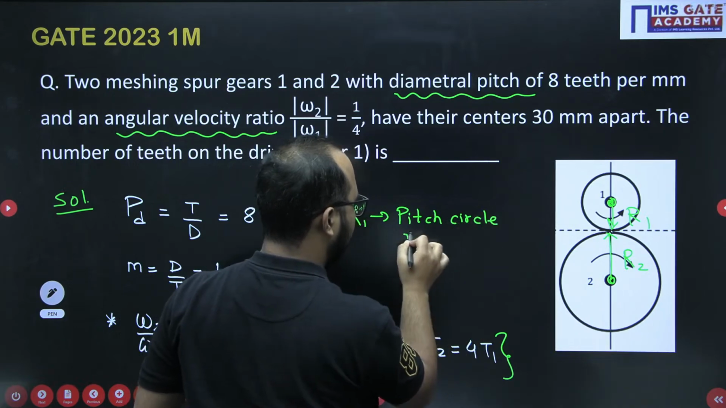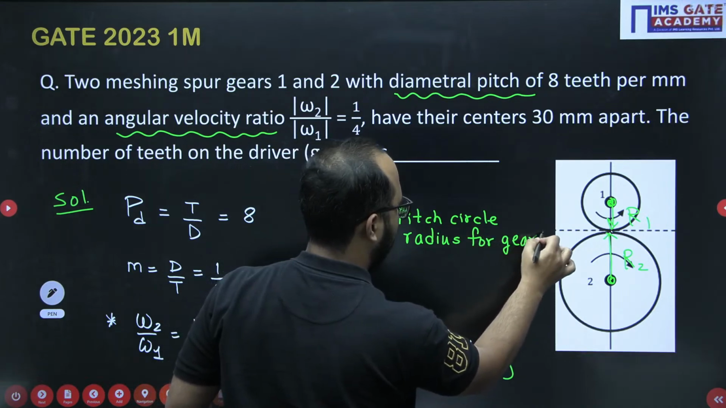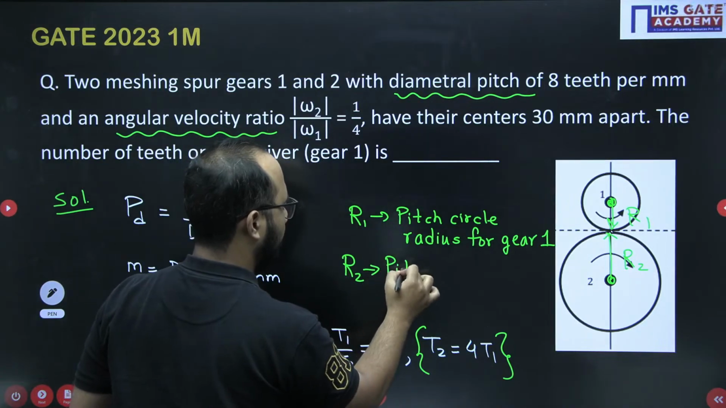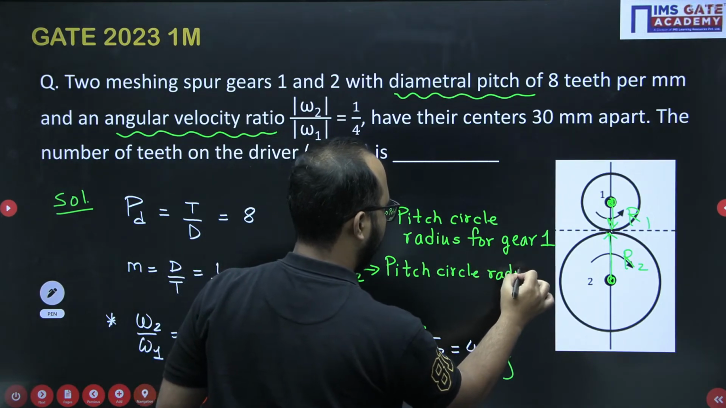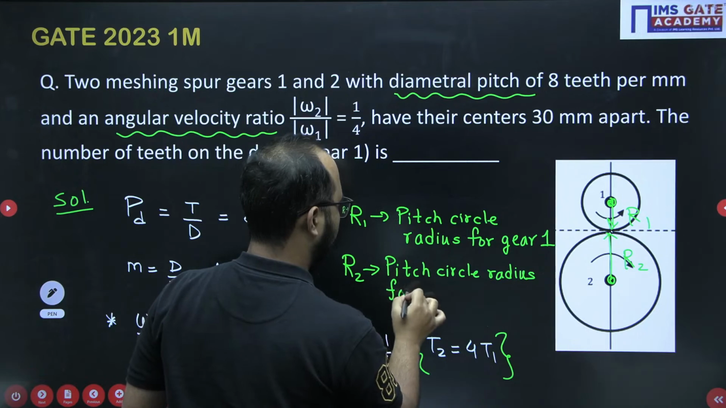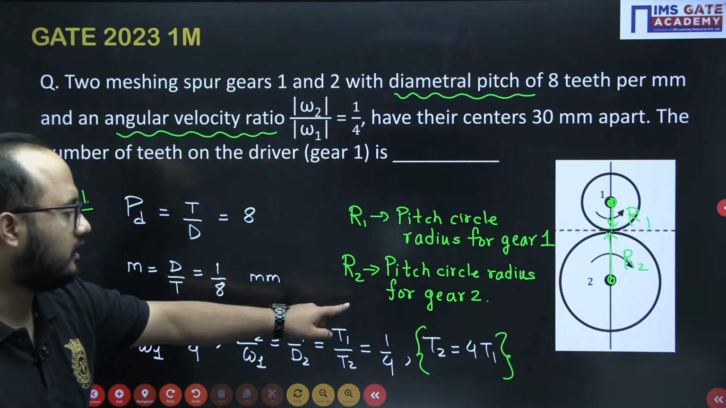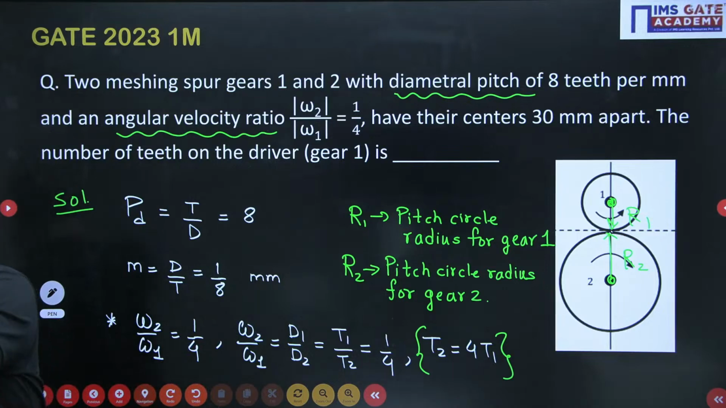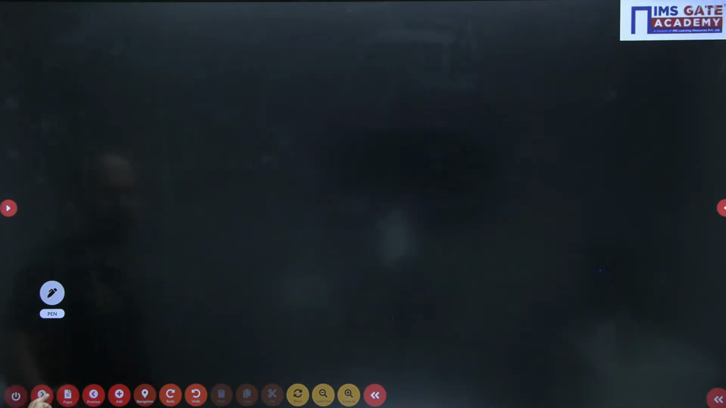Pitch circle radius for gear 1. Pitch circle radius for gear 2 and for gear 1. I hope this is clear, everyone. Done? Okay, now moving to the next problem here.